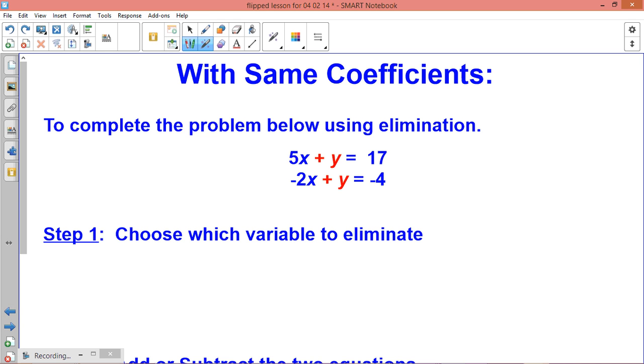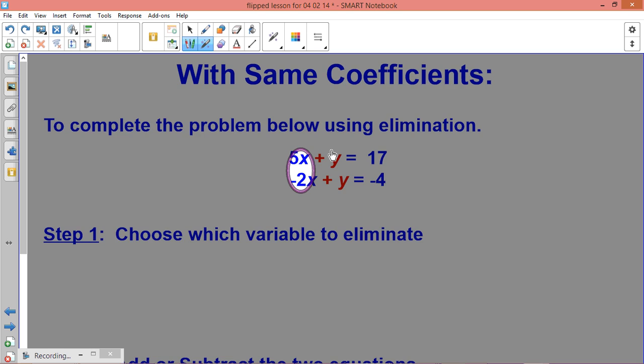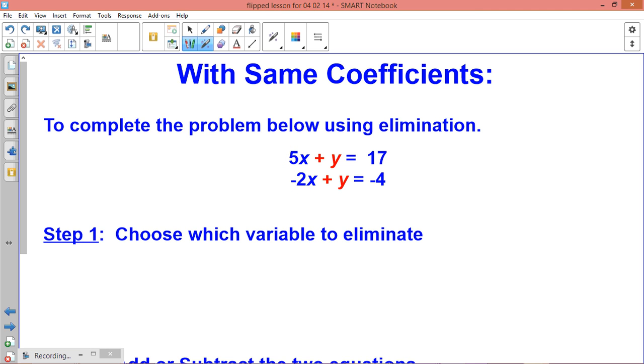Okay, so we've got this problem. 5x plus y equals 17. Negative 2x plus y equals negative 4. I'm clearly going to eliminate this variable right here, this y, because they have the same coefficient. My other choice is 5x and negative 2x, and that's going to be more work to eliminate. So I'm going to eliminate my y, which means I am going to subtract these two equations. Okay, so I'm going to choose to do y.